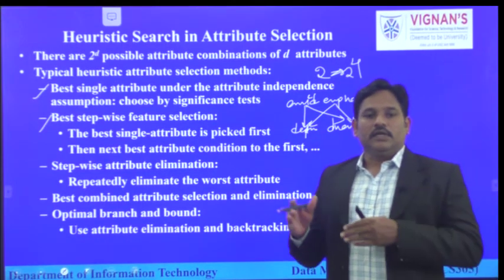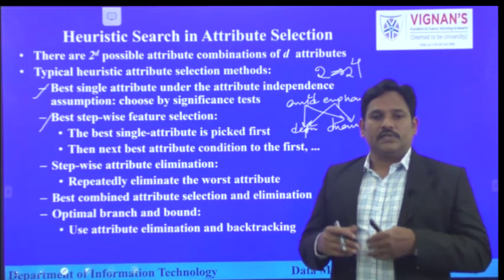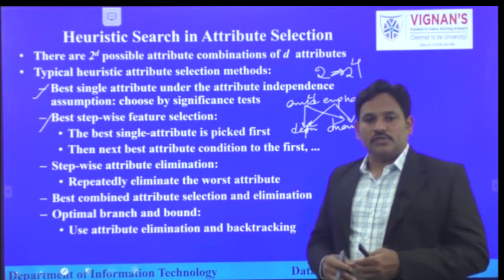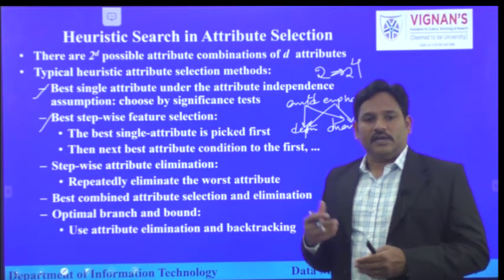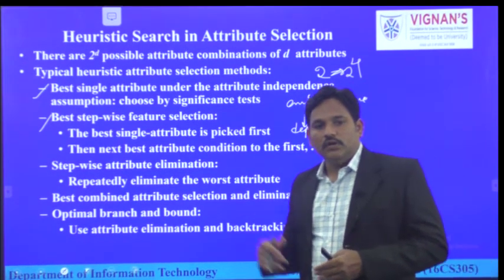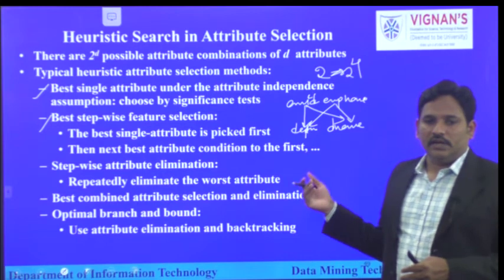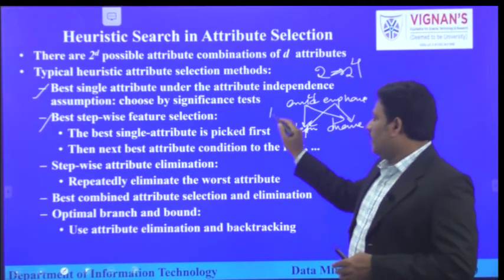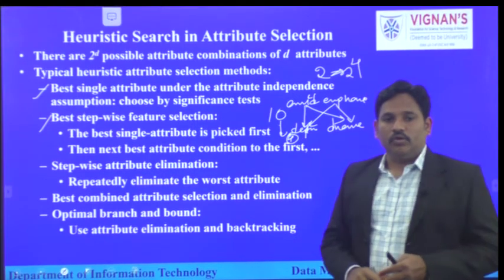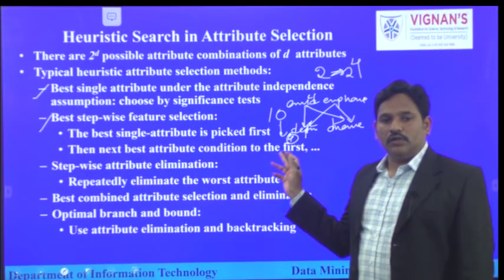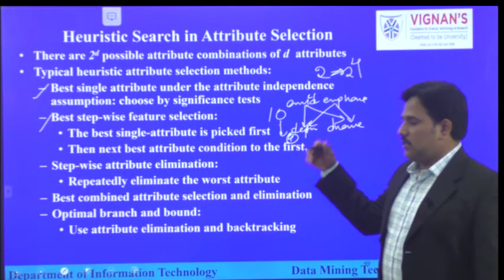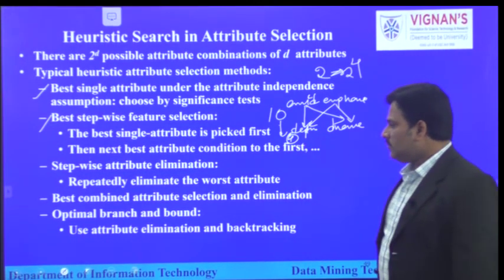That means among the existing n attributes, find the best first attribute, repeat the process, go for the second best attribute, repeat the process, go for the third best attribute, and repeat the process until we reach our target. Let us assume out of 10 attributes, we want to find the best 4 only. Now we have to repeat this process 4 times to find the top 4 best attributes. So this is called stepwise feature selection.